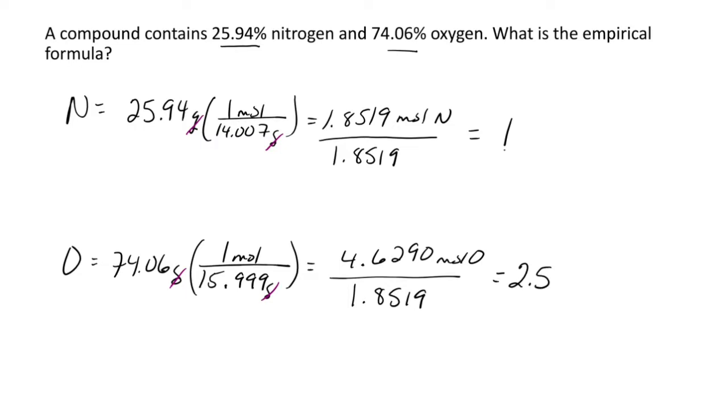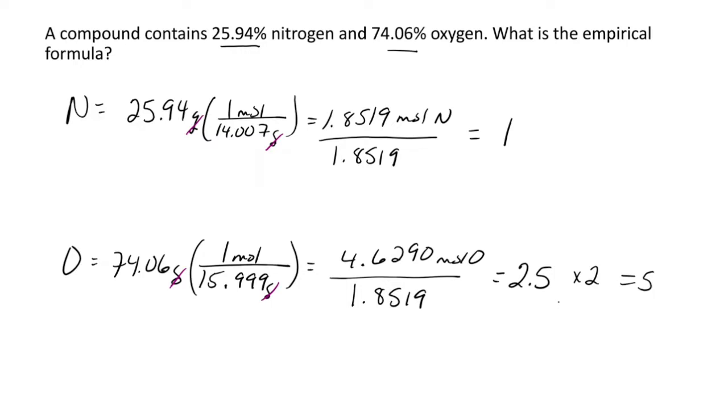Now the goal is to get these numbers to be as close to whole numbers as possible because these are going to become your subscripts. And in the cases where it rounds to a 0.5, you want to multiply this 2.5 by 2 in order to get rid of the 0.5 and obtain a whole number. 2.5 times 2 equals 5.